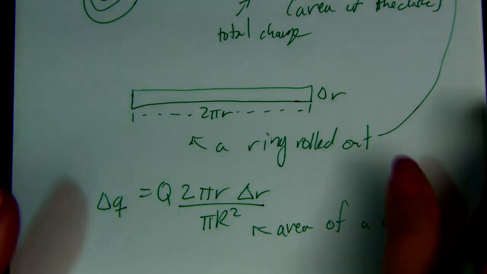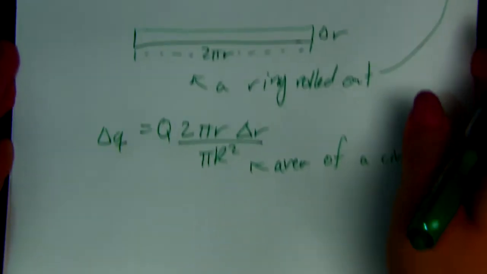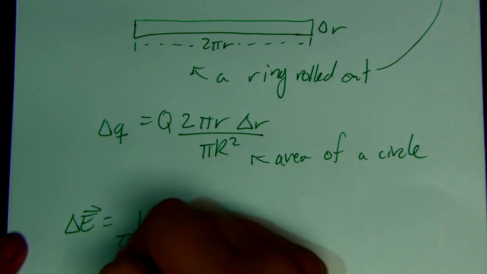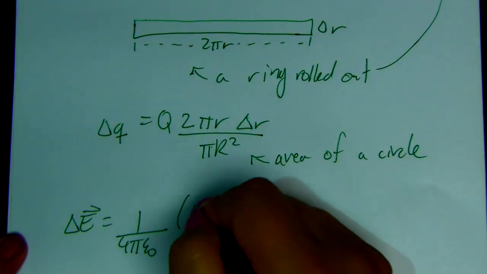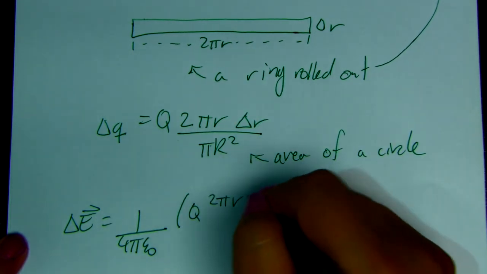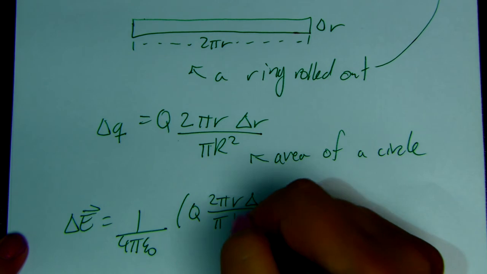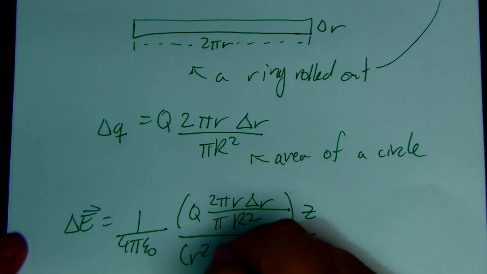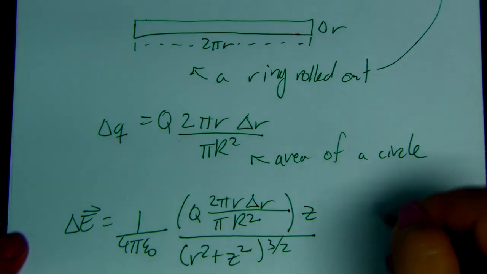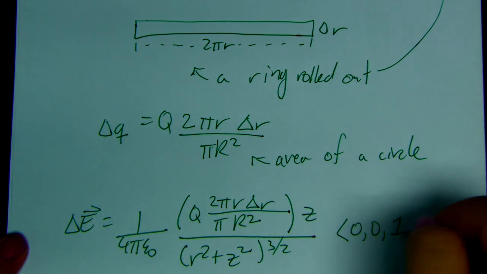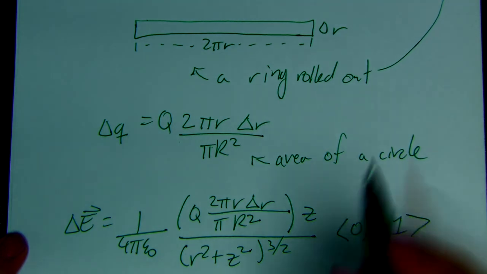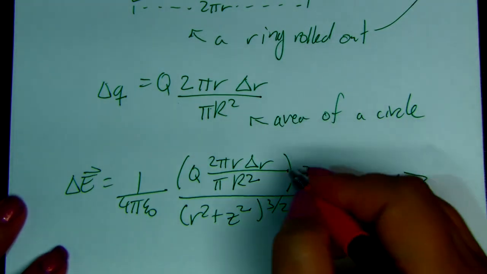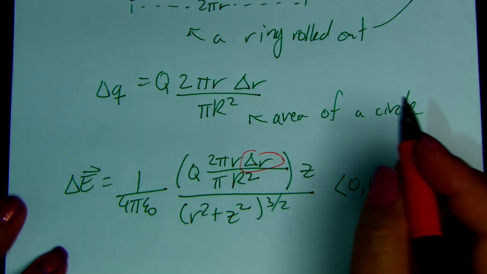Okay, so now we have our expression for delta E, we've got our expression for delta Q. We can start putting the pieces together. So delta E is equal to 1 over 4 pi epsilon naught, capital Q times 2 pi r delta r over pi big R squared, times Z divided by r squared plus Z squared to the power of 3/2, times 0, 0, 1.